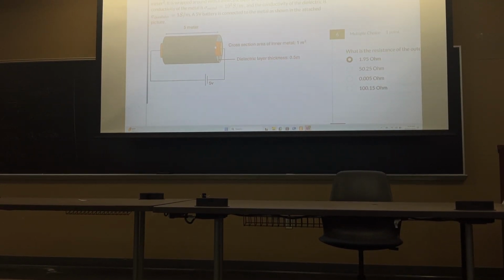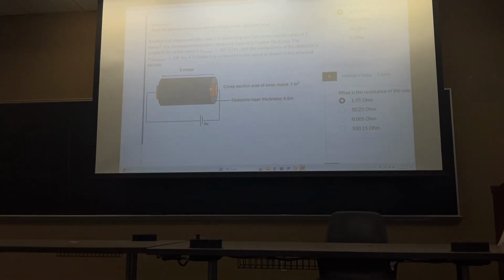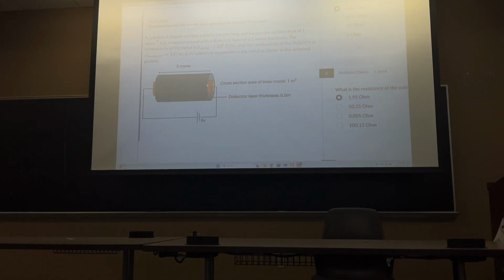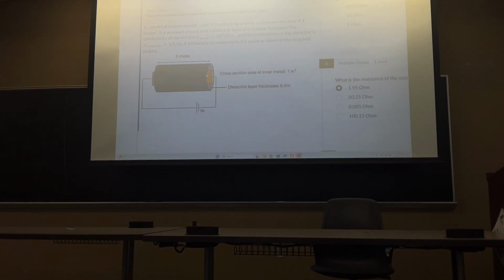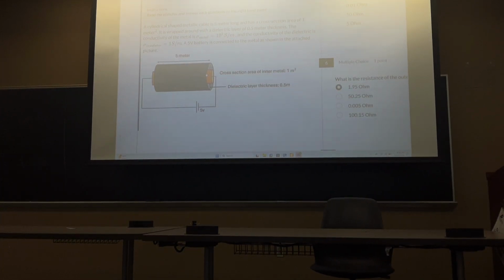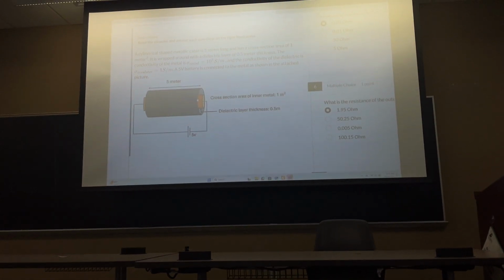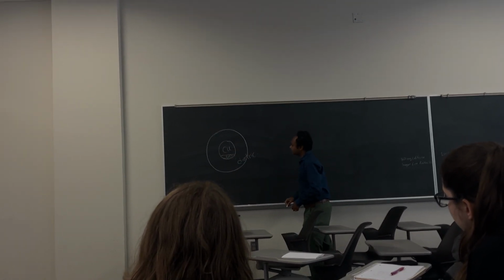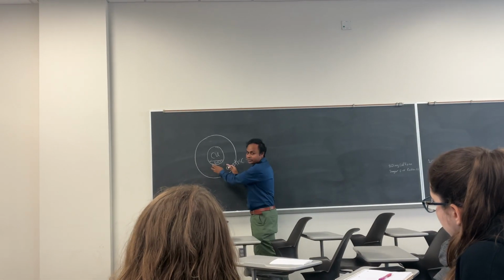So we have a copper core and we have a dielectric layer on top. This is the copper and this is dielectric. And the question says the copper core has a cross section of 1 meter square. So that means what? This guy is probably 1 meter. Is it very wrong if I say that this guy is probably 1 meter?